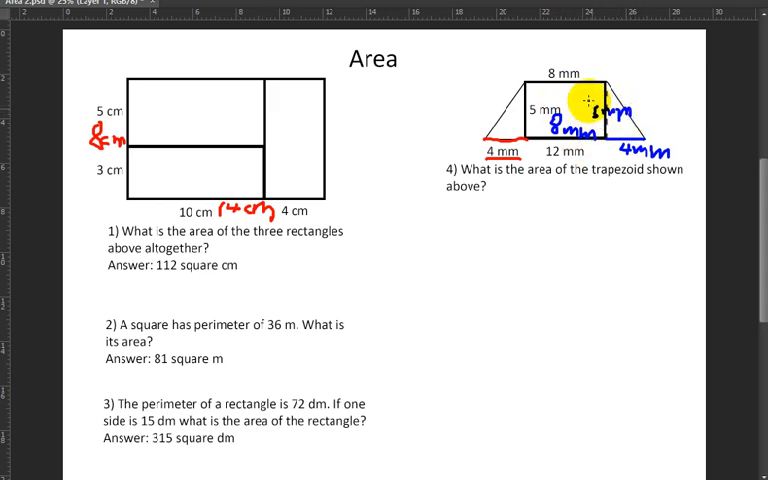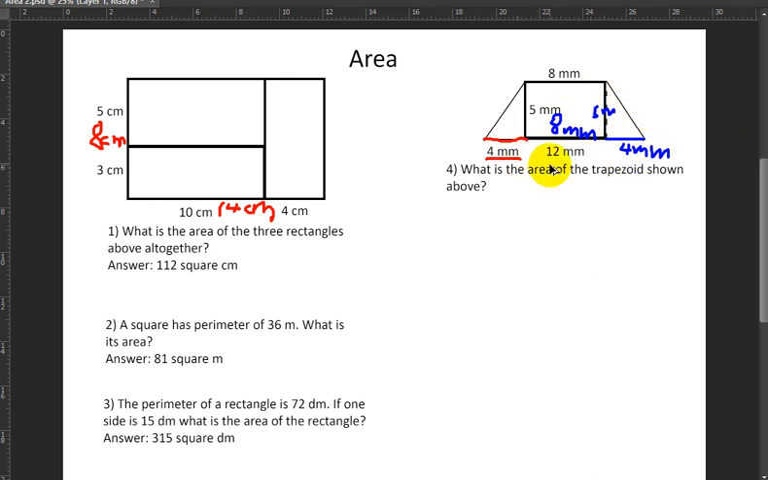So what we're going to do is find the area of the rectangle. We're going to find the area of the right triangle here. And then we're going to find the area of this right triangle, which are going to be the same since they have the same sides. So I don't need to calculate it twice. And then I'm going to add all of those together.